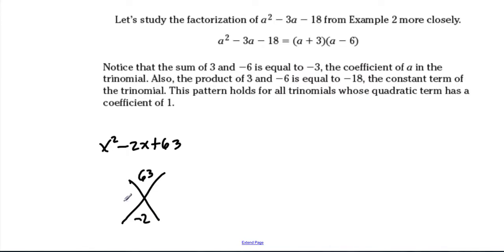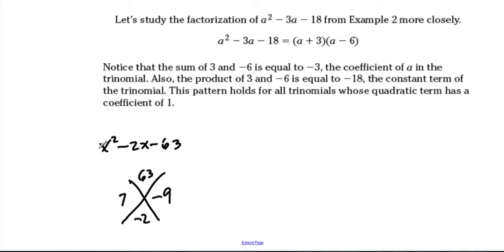Would that be negative 9 and 5? No. 7 and 9. 7 and 9 give you negative 2. Oh, sorry, this is not possible. I copied it incorrectly. My bad. This is actually negative 63. Okay, so that would be positive 7 and negative 9.